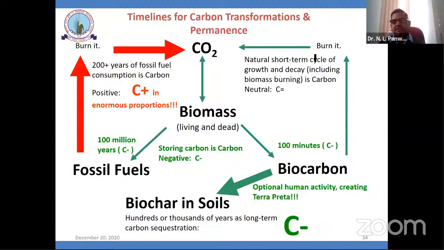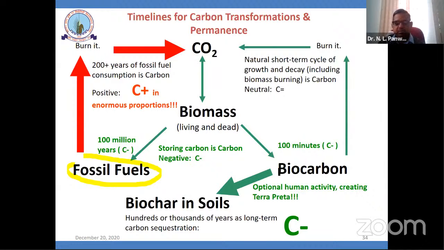Now see this timeline for carbon transformation. This is a good kind of compilation. If I burn this biomass or fossil fuel, an enormous amount of carbon is produced, and more than 100 years are required to convert all these things into fossil fuel and release this carbon. That carbon is again consumed by living or dead biomass. Dead biomass converted into fossil fuels over millions of years is storing the carbon.